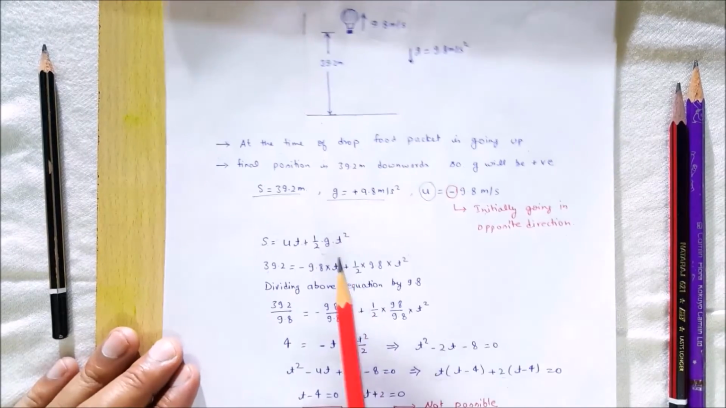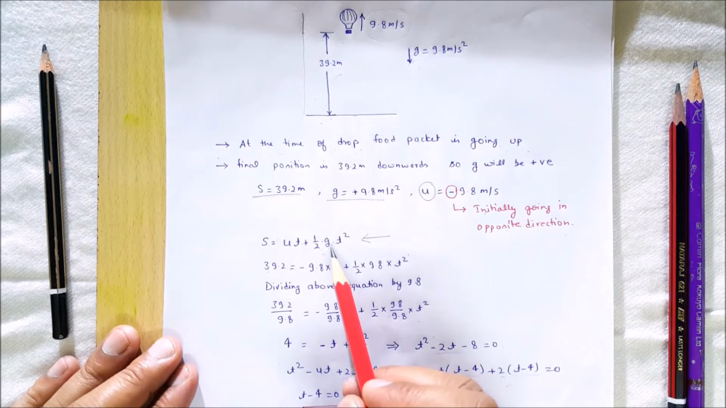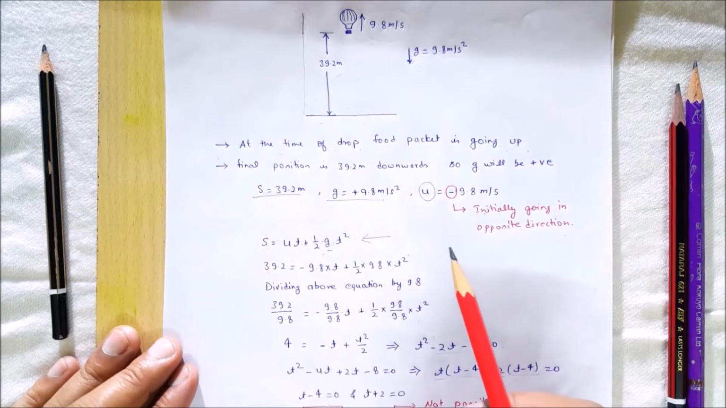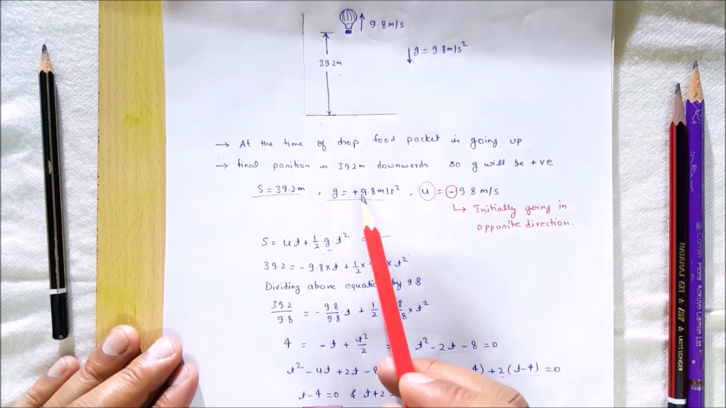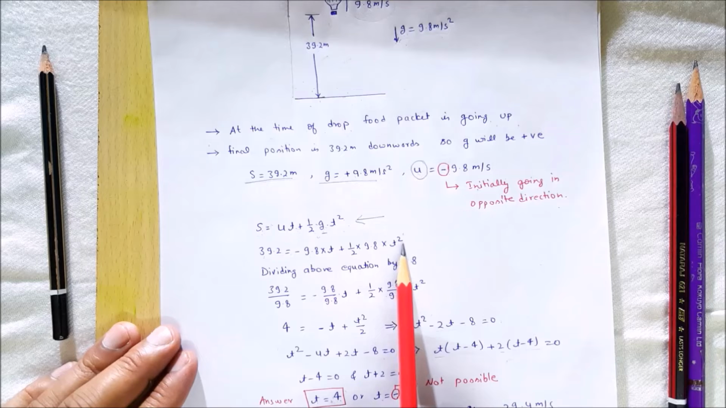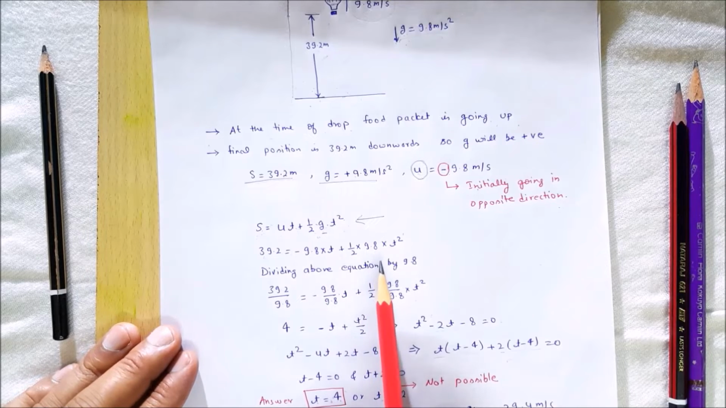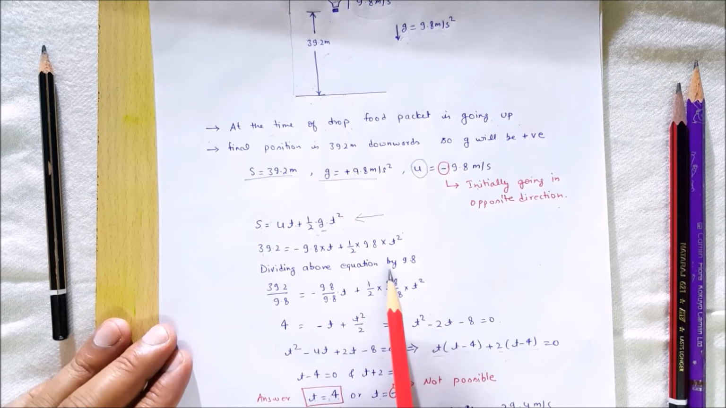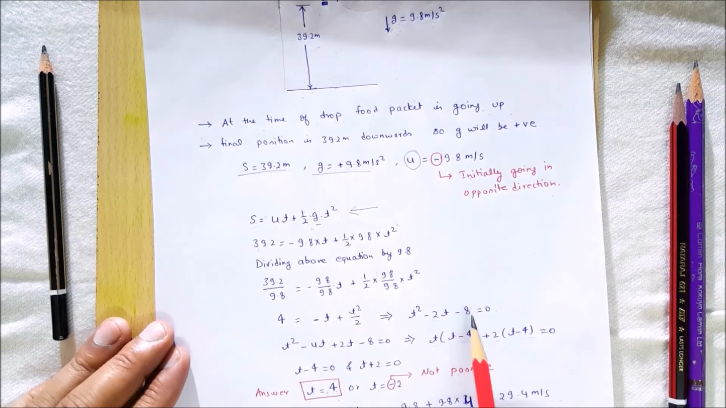Now, this is the second equation of motion. S equals ut plus half at square, or in this case, acceleration is g. When we put these values of S, g and u, we get this equation. This equation can be simplified whichever way you feel comfortable. What I did is, to simplify, I just divided this equation by 9.8. Now what we get is t square minus 2t minus 8 equal to 0.